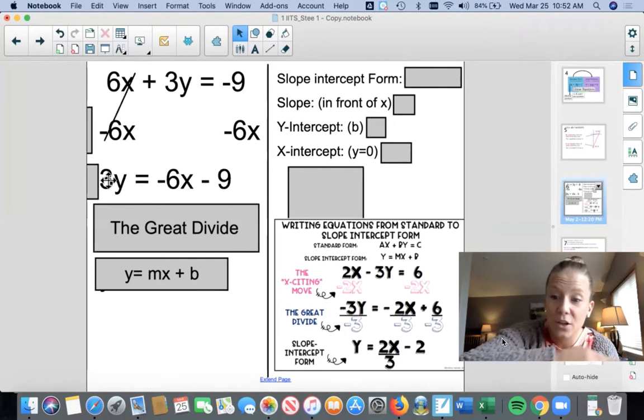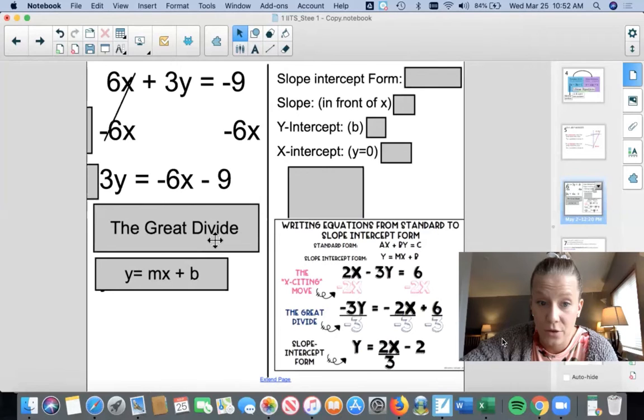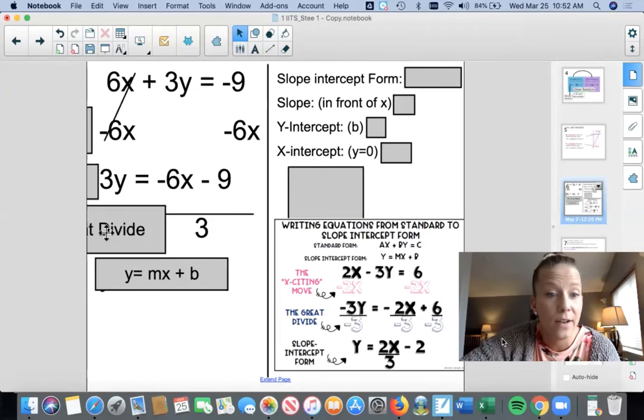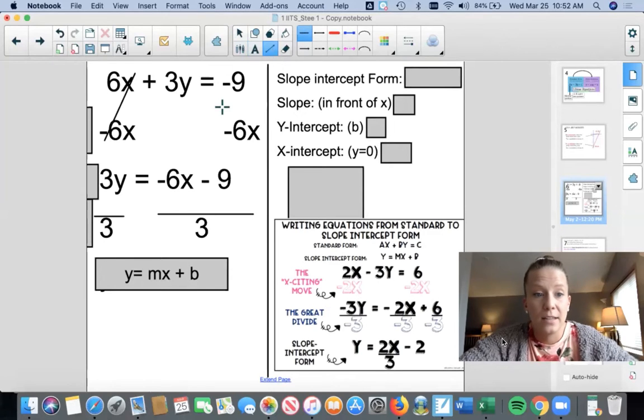So I actually need to go and divide everything by that number in front. The reason I have to divide everything is I have to keep the equation balanced. So I have to divide every single thing, every number, by 3. So this is the great divide. When I divide 3 divided by 3, it cancels out, leaving y by itself.